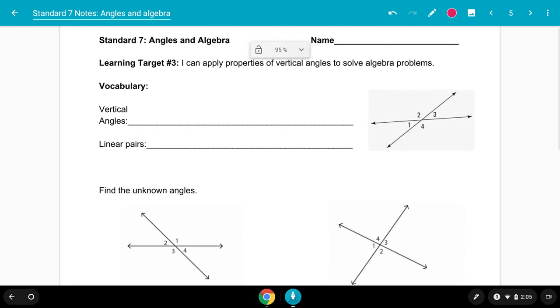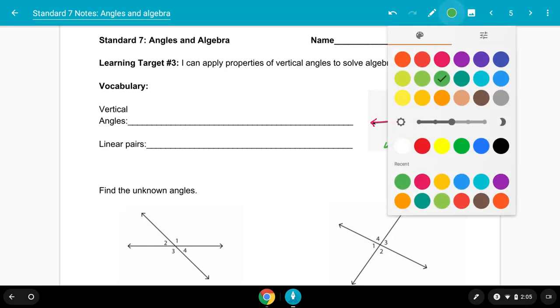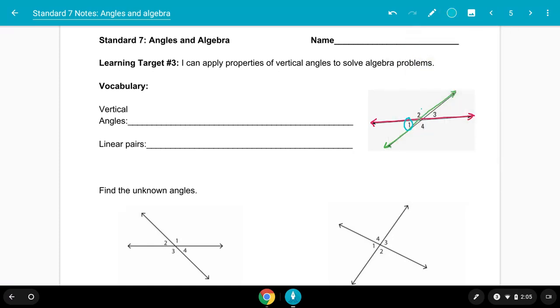Vocabulary. Let's start with vertical angles. When you have two lines that intersect each other, such as this one and this one, angles are formed. Four angles are formed. In this case, we're naming them angle 1, angle 2, angle 3, and angle 4.